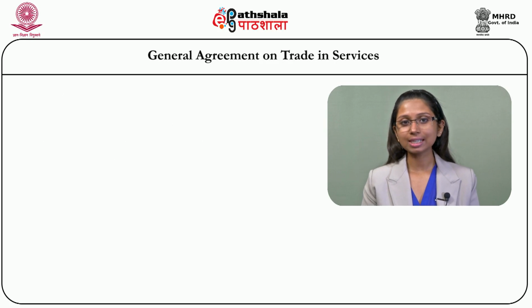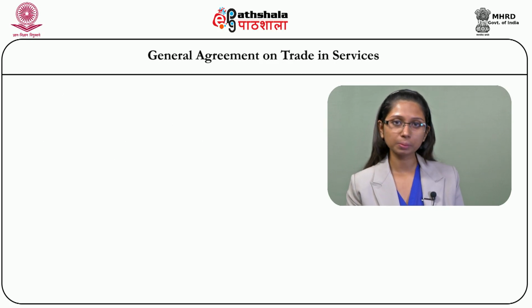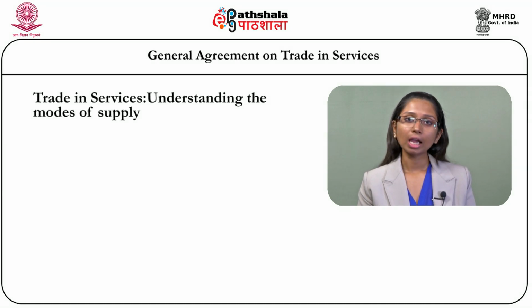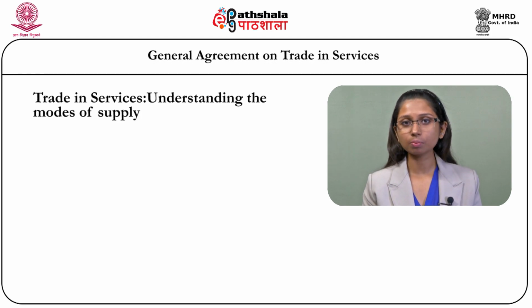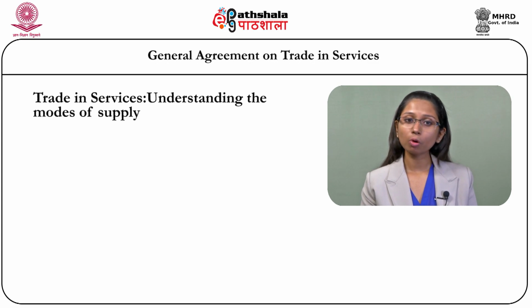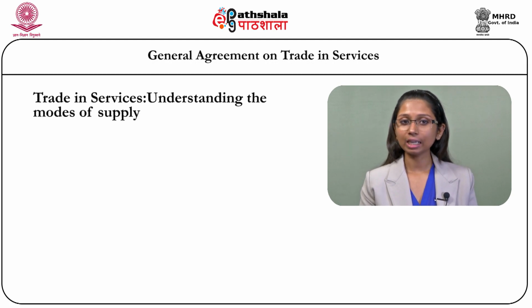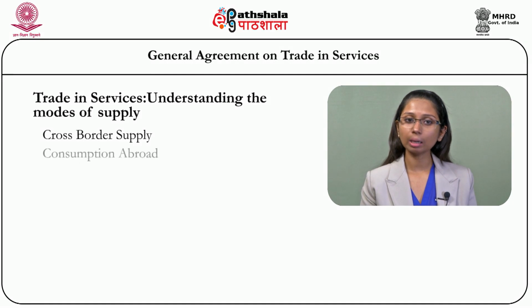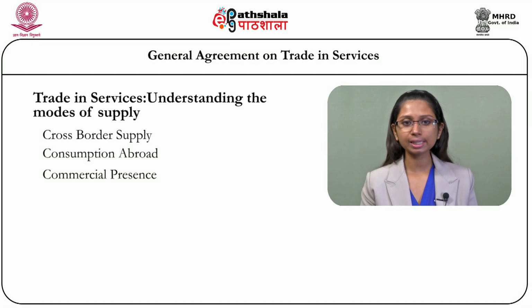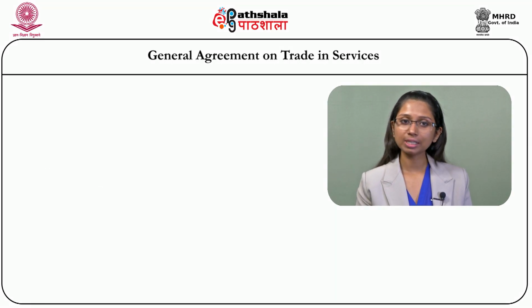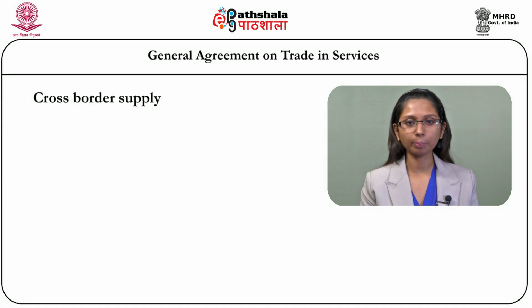Now, we discussed the last aspect of services definition, which is the meaning of trade in services. The meaning of trade in services is linked to understanding various modes of supply. These modes of supply are primarily four in nature, as have been defined and discussed within the GATS framework, and they include cross-border supply, consumption abroad, commercial presence, and presence of natural persons. We first discussed the meaning of cross-border supply.